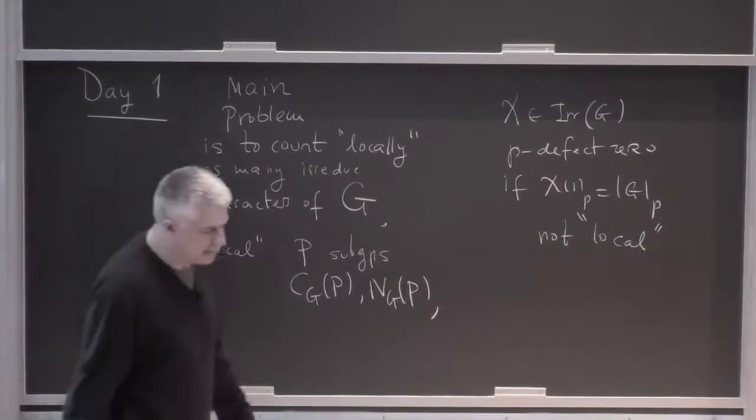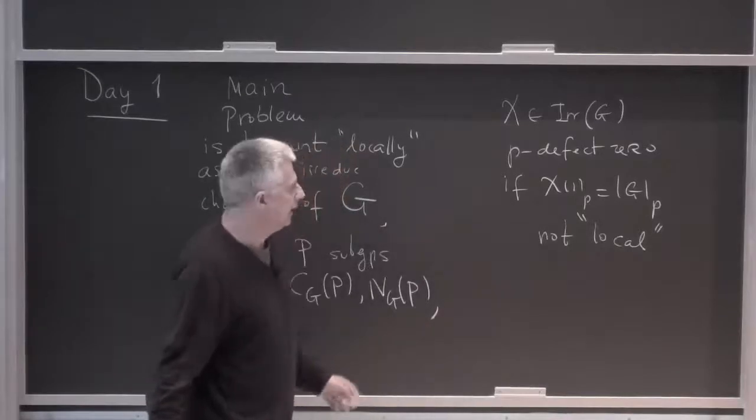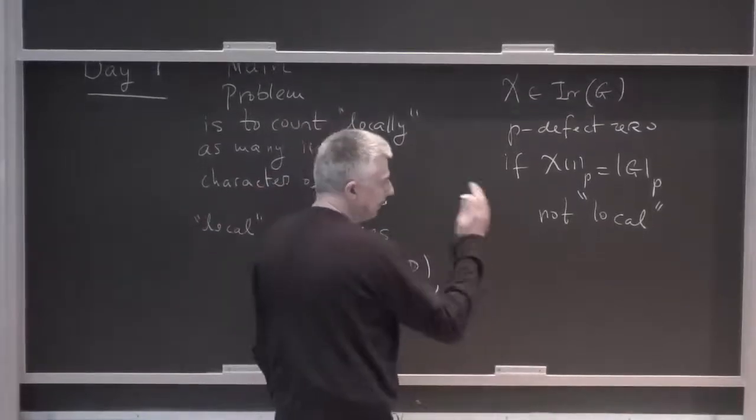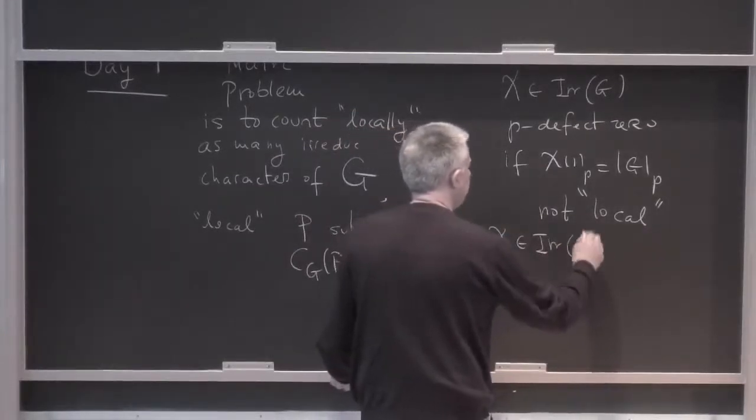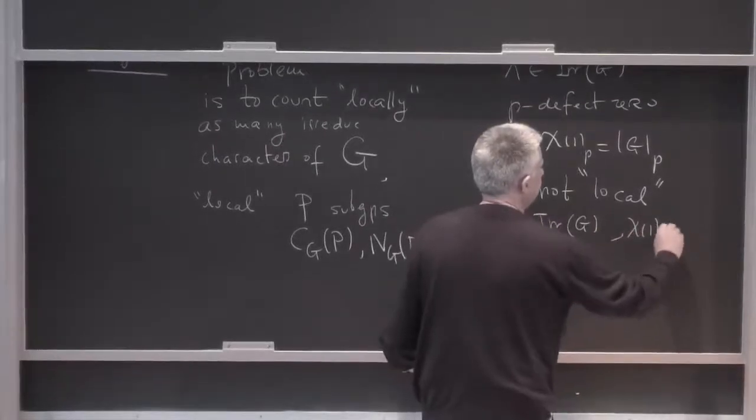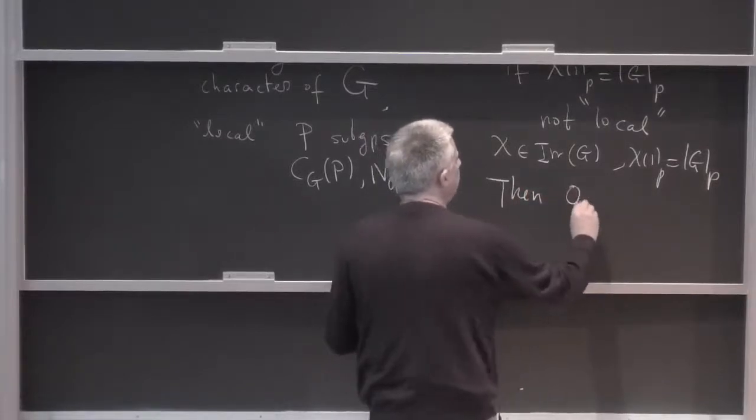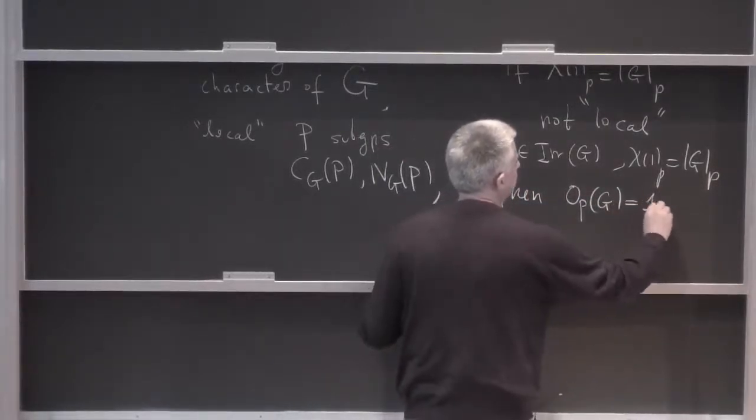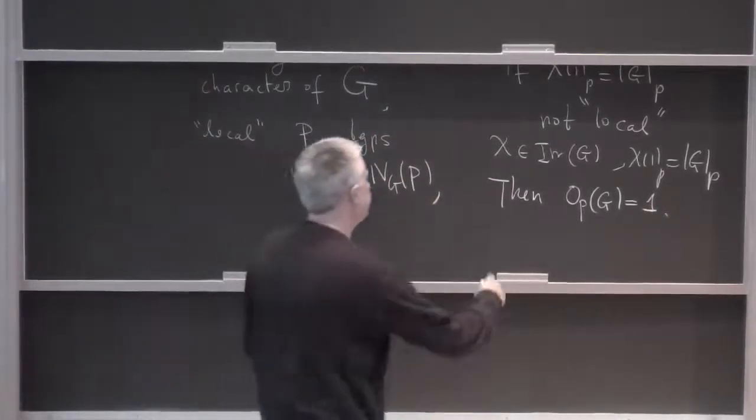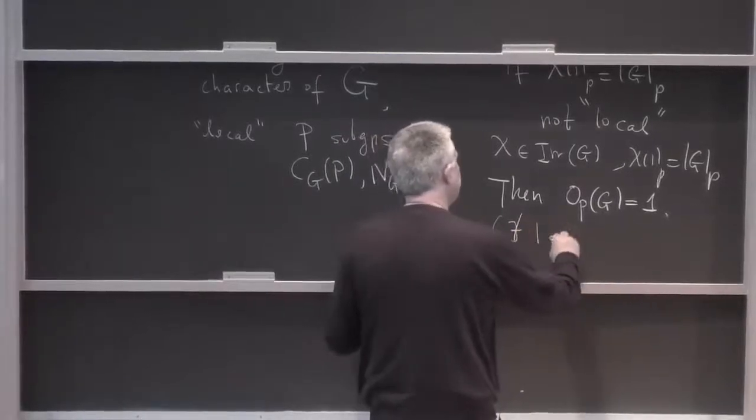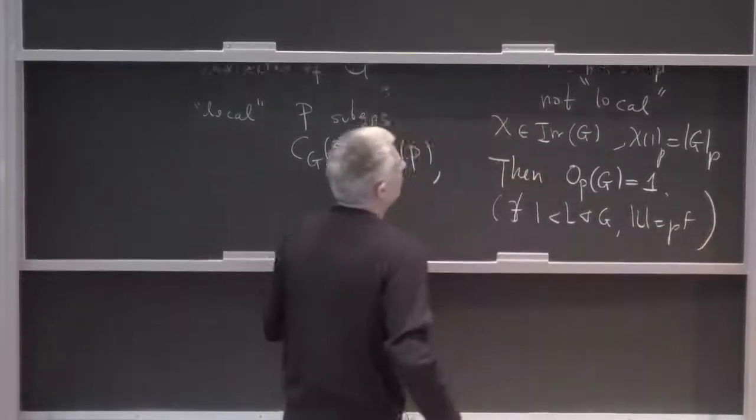And also something else that I'm going to use today is that these rare characters satisfy many properties. In particular, if chi is an irreducible character of P defect zero, then OP of G should be 1, that is, there are no normal subgroups of G of order a prime power. So there doesn't exist a normal subgroup of G of prime power order. Okay, so this was day one.